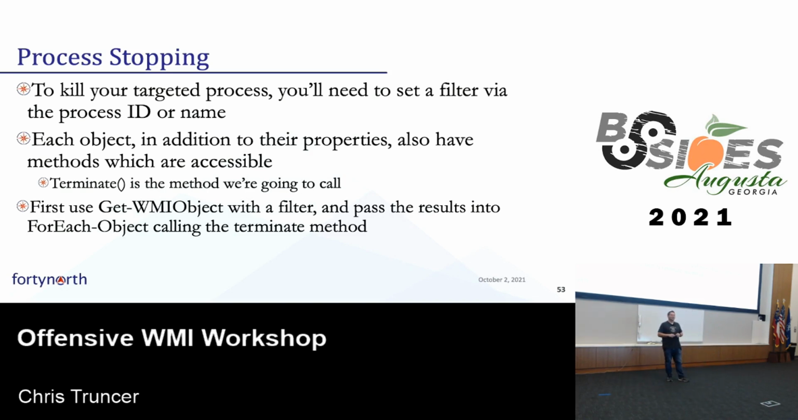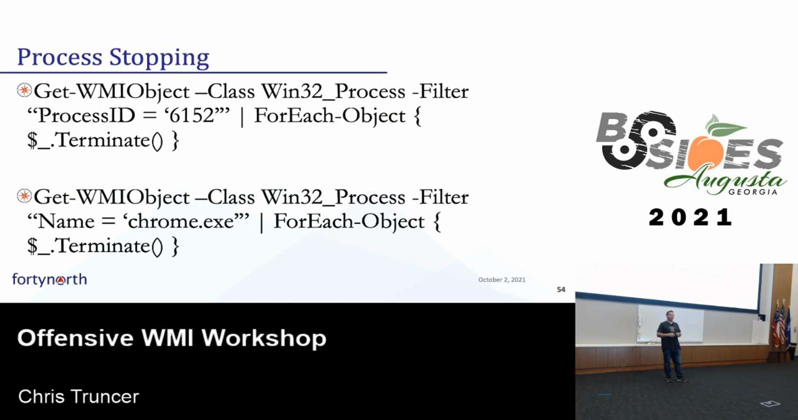So basically, we can use Get-WmiObject with a filter to try to capture just the processes that we care about. We're going to pipe those results into a ForEach-Object and then call that Terminate method to kill that process. So our code may look something like this. So here we have Get-WmiObject.